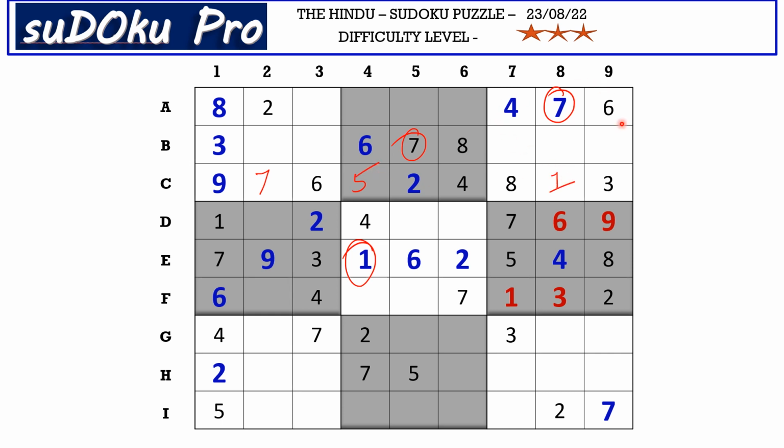Here in this third block there are only 3 empty cells and the missing numbers are 2, 5 and 9. There is 2 in column 8 and 2 in column 9 blocking these 2 cells. So 2 goes here in B7. Now here the missing numbers are 5 and 9. There is 9 blocking from column 9. So B9 takes 5 and B8 takes 9.